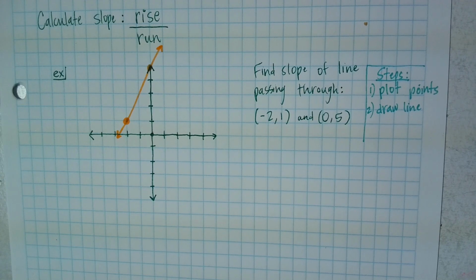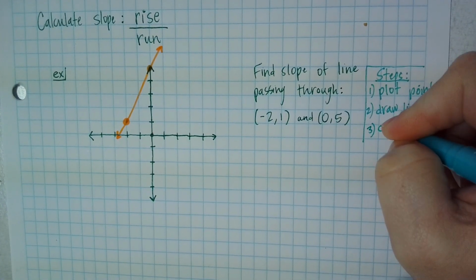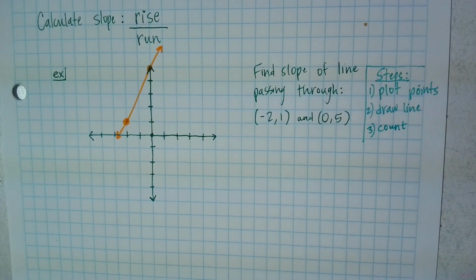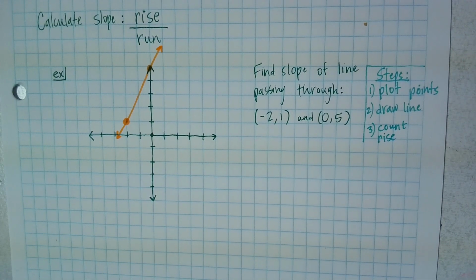Also straight through the top. Yes. So we like hide the arrows. Yeah, you can if you want to. It's your notes. Alright, plot points, draw the line, and then we are going to count our rise.